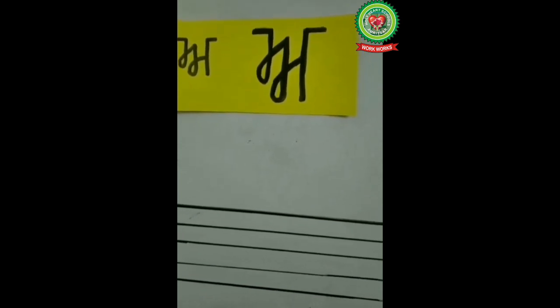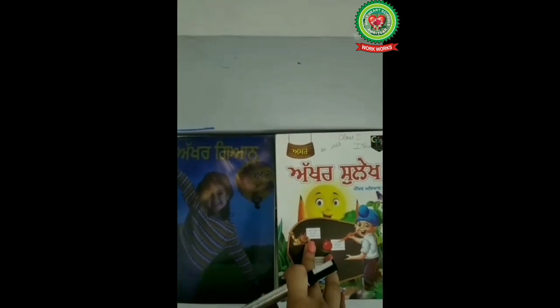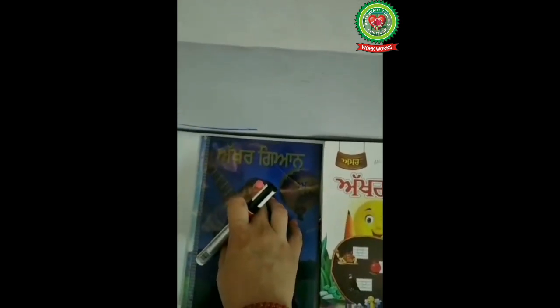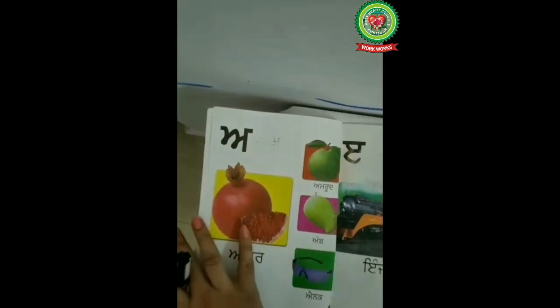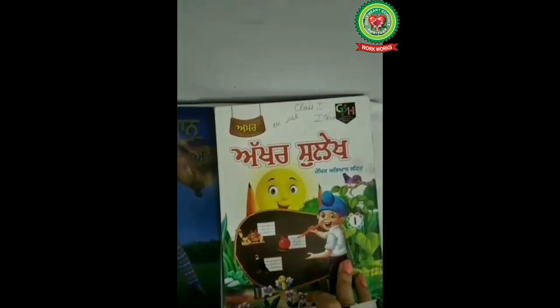Before starting the class, let's recall what you have done earlier. As you know, we have two books for the Punjabi subject in class first. The first one is Akhar Gyan book and the other one is Akhar Sulekh book. In your previous class, you read page number 2 of Akhar Gyan book. There you learned ERA, and your today's work is to do page number 9 of Akhar Sulekh book.